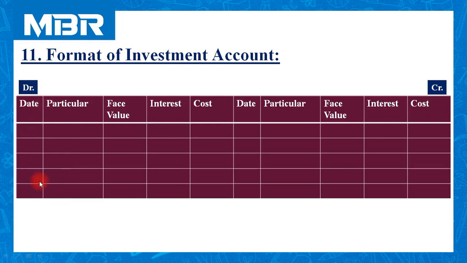Number 1, date. 2, particular. 3, face value. 4th, interest. 5th, cost price. 6th, date for credit side, particular, face value, interest and cost. So it is just like a 3 columnar cash book. You would have prepared a 3 column cash book in 11th standard. It is the same as that. We need to prepare with 3 different columns.